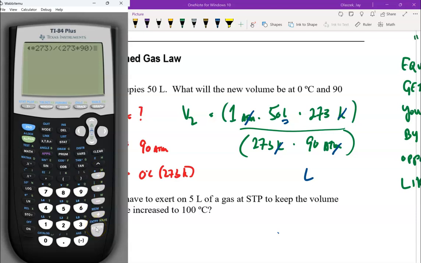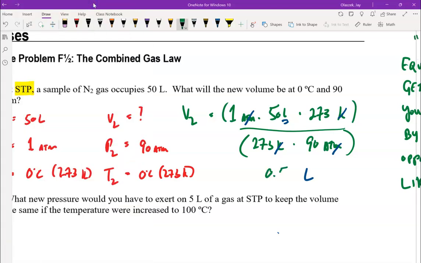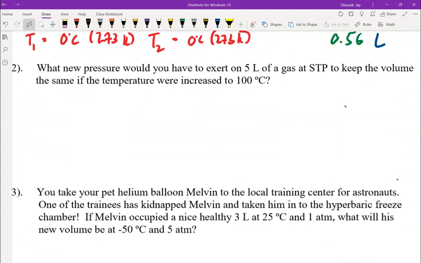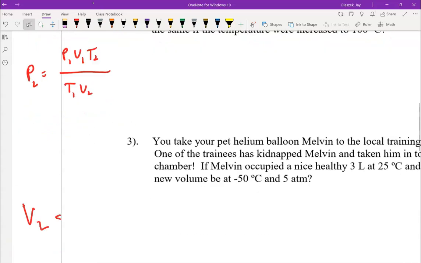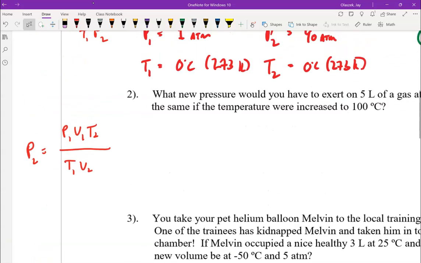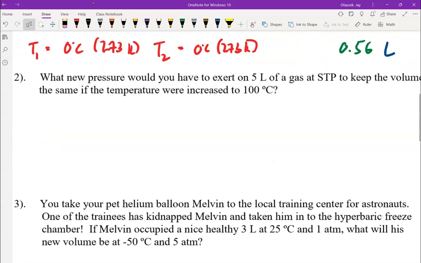So here is our answer in liters. 0.56 liters. Okay? That's all you do. So I'm not going to turn on the calculator, and I'm just going to show you how I'm doing each of these. I've already shown you how I set up each of these equations. Not only that, but they're all right here. Oh, they're not right there. Well, let's do this one.